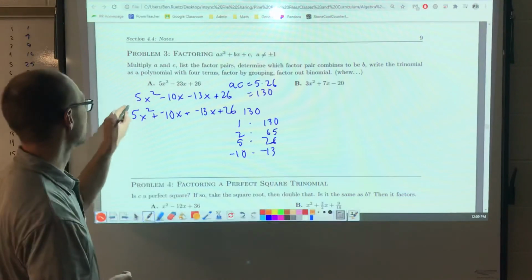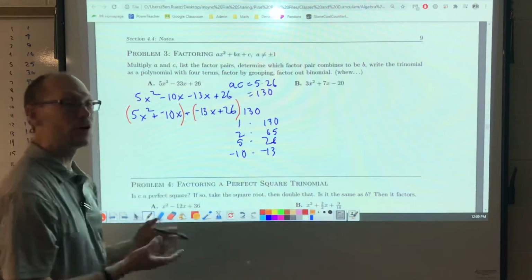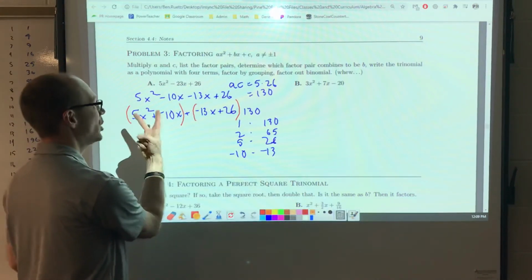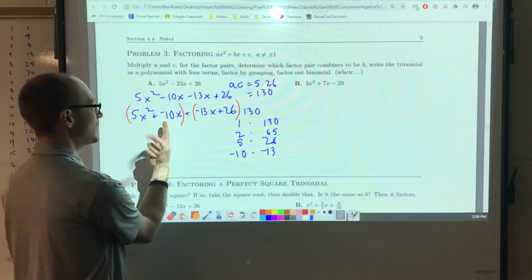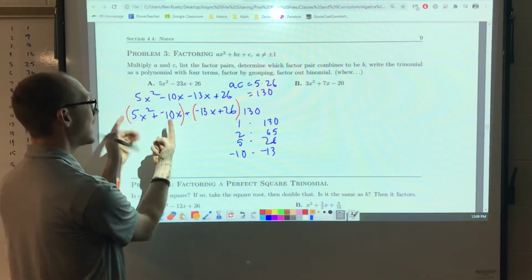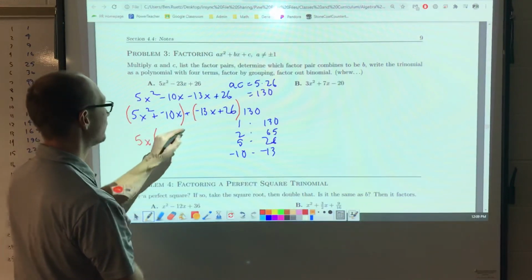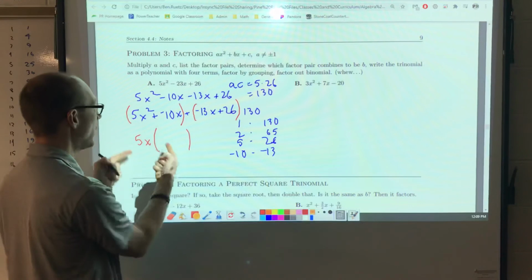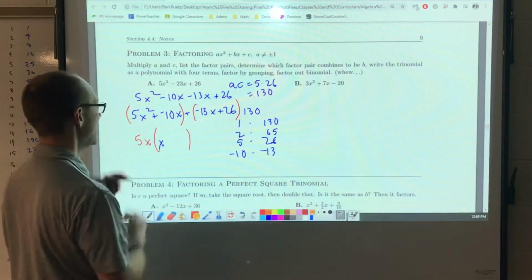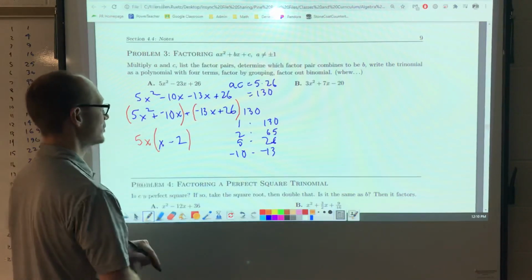And now what we're going to do is group these together. These right here are going to group together, and these are going to group together. And now you look at each one of them separately. Is there anything in common between the 5x squared and the minus 10x? Yeah, a 5x. And a 5x times what gives you a 5x squared? That would be an x. And a 5x times what gives you a minus 10x? Minus 2.